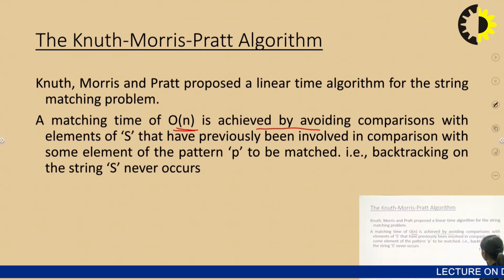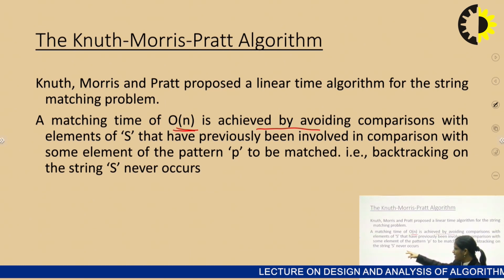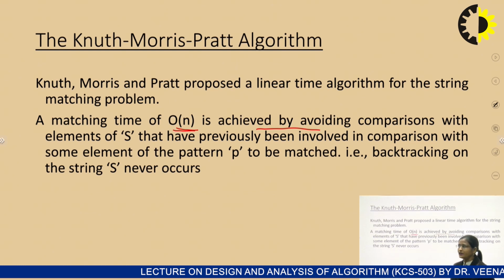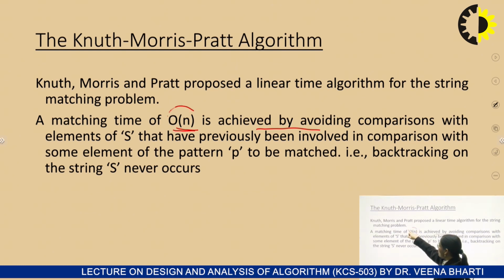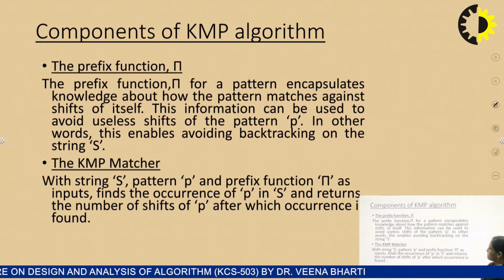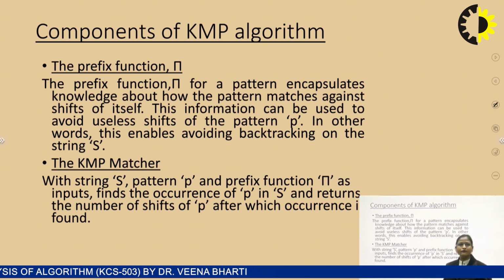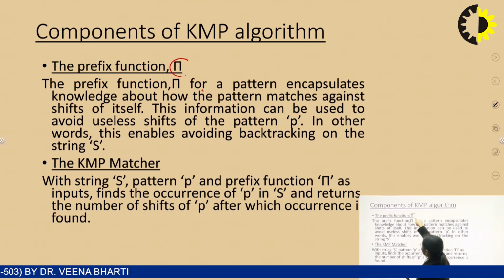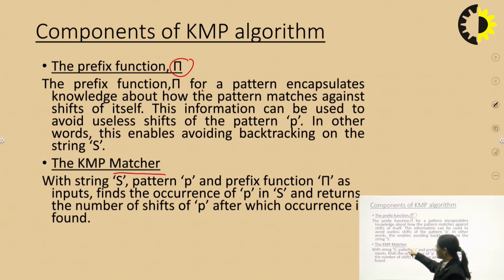Okay. So here comparison with some element of the pattern to be matched, that is the backtracking of string S, never occurs. Here backtracking doesn't occur, that is why it takes total O of n time. So this is the comparison of the KMP algorithm. Here we have used the concept of the prefix function. Prefix function, that is the pi function we are using in this case, and the KMP matcher algorithm.